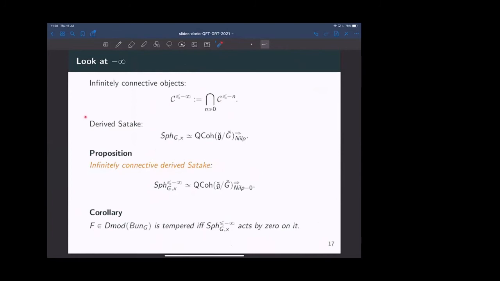And here I just recall the Ringel-Satake. And a fact is that, like I said, this is a t-structure, and let's look at what happens near minus infinity. And surprise, we get exactly, on the spectral side, this category, the part of the category that lives over the punctual nilpotent cone. So this was the category that appeared in the definition of tempered. So it turns out that under the derived Satake, this is moved to the subcategory of infinitely connective objects.